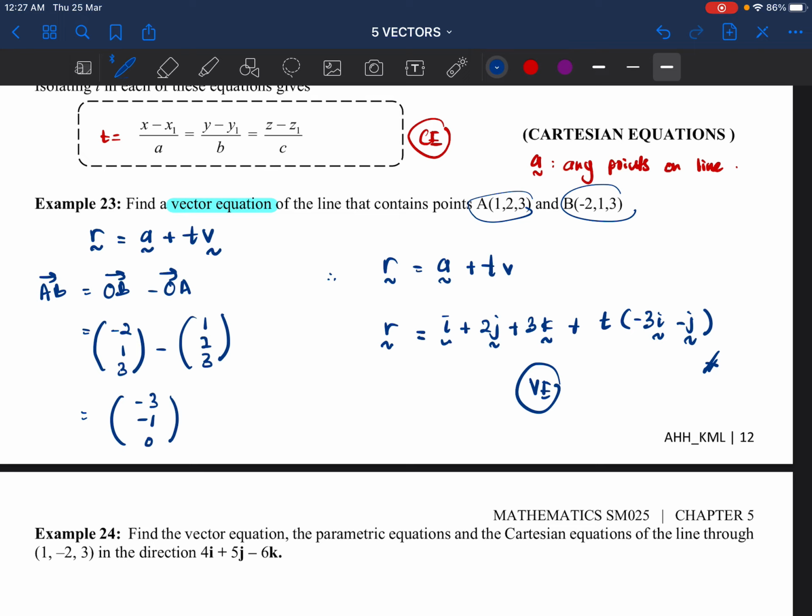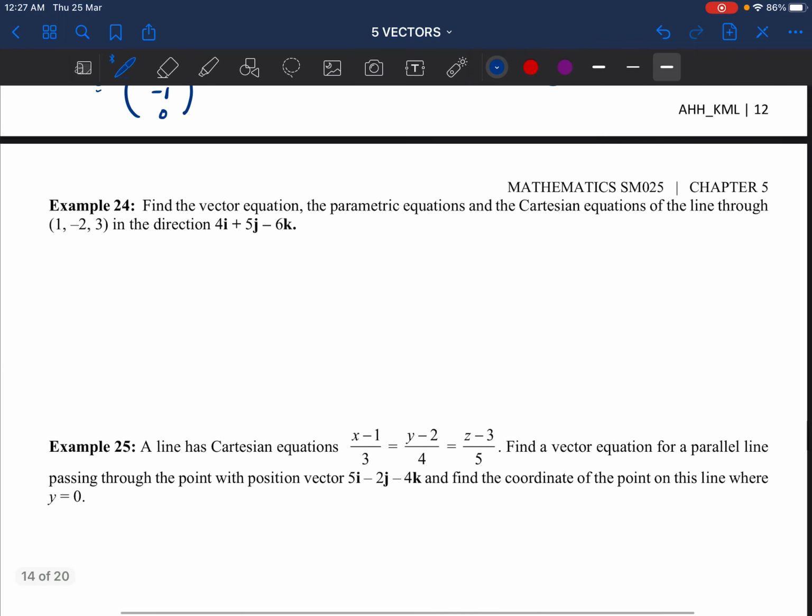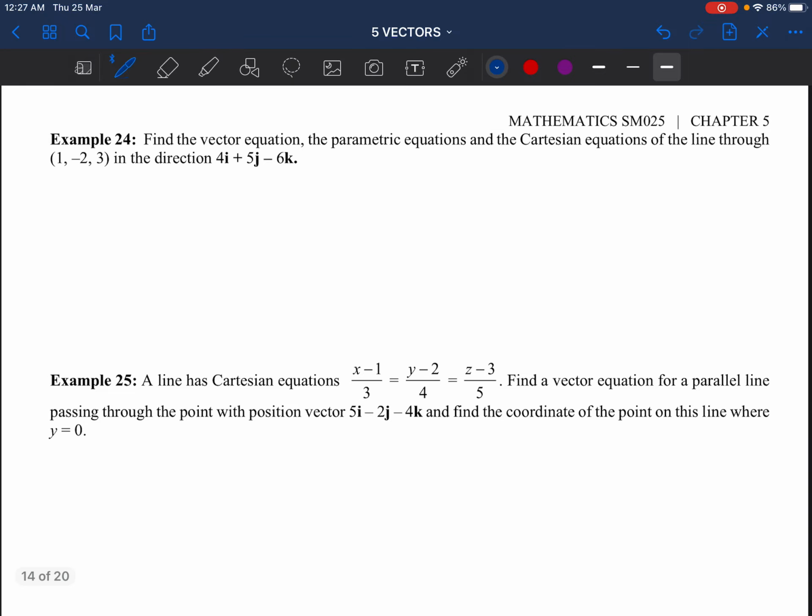Okay, next look at example 24. Find the vector equation, the parametric equation and the Cartesian equation of the line through 1, negative 2, 3 in the direction of 4i plus 5j minus 6k. In this question it is easy: it gives us the point and also the direction vector. So basically we need to find all three. We start with the vector equation, where r equals a plus tv.